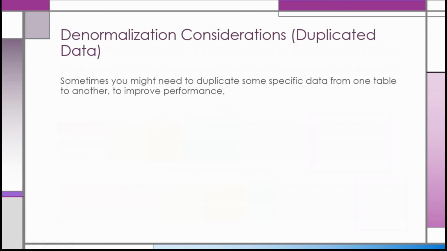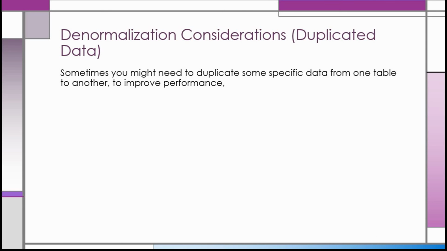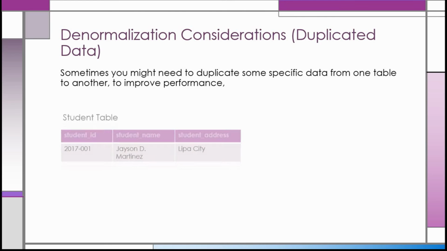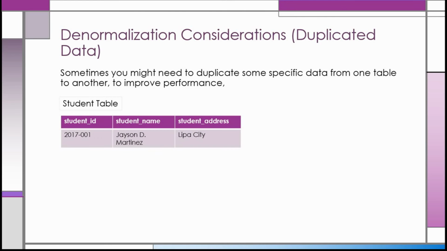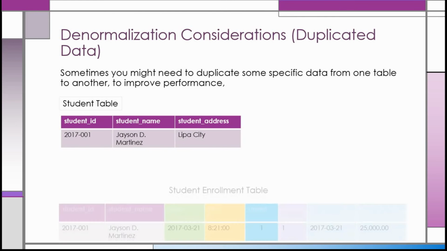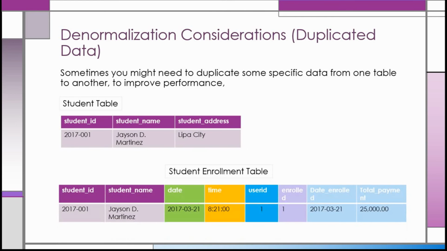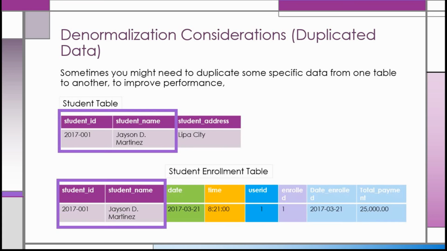Another consideration is the duplicated data. Sometimes you might need to duplicate some specific data from one table to another to improve performance. So let's have this student table as an example, and we present the duplicate data, which is the student ID and student name, on the student enrollment table. So that's the duplicate data.